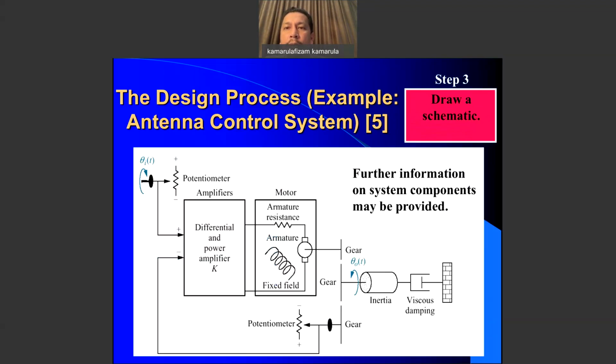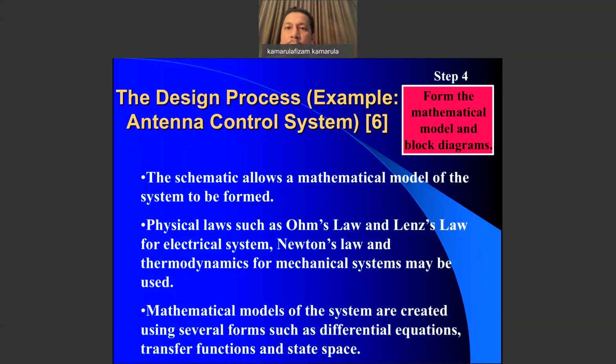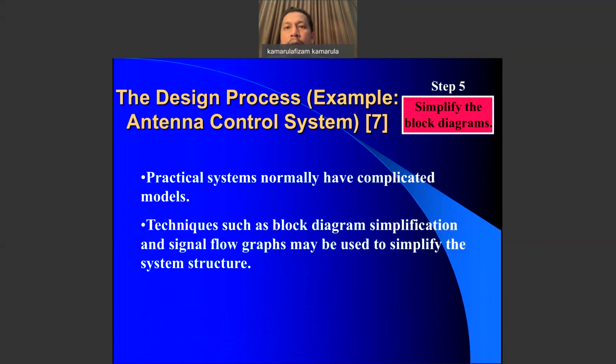Also, this is another kind of schematic. This is just an example for you guys. Then you will have to come up with a mathematical model. We will learn about this in the next few chapters. We have different mathematical models for different control systems.